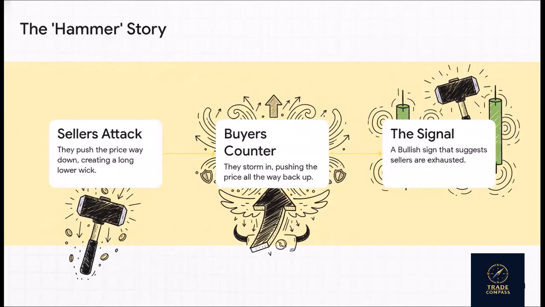Let's take a look at a classic story. We call this one the hammer. So here's what happens. The sellers come out swinging. They attack with everything they've got and they push the price way, way down. You see that in that long lower wick. But then just when it looks like it's all over for the buyers, they launch this incredible counterattack. They just storm back in, they completely undo everything the sellers did, and they manage to push the price all the way back up, closing right near where it started. I mean, what a comeback.